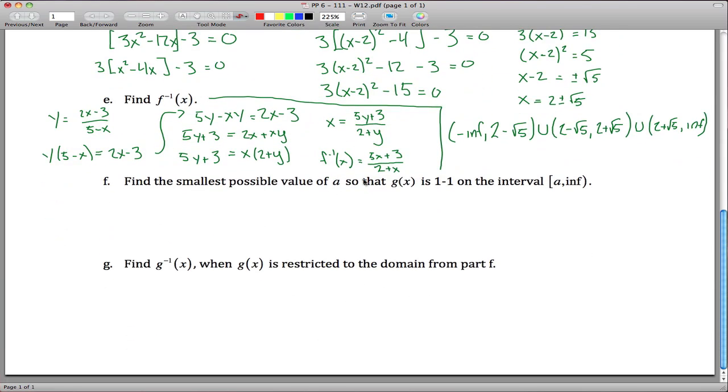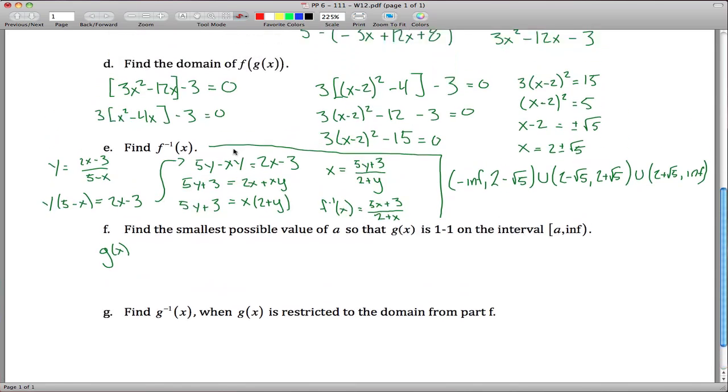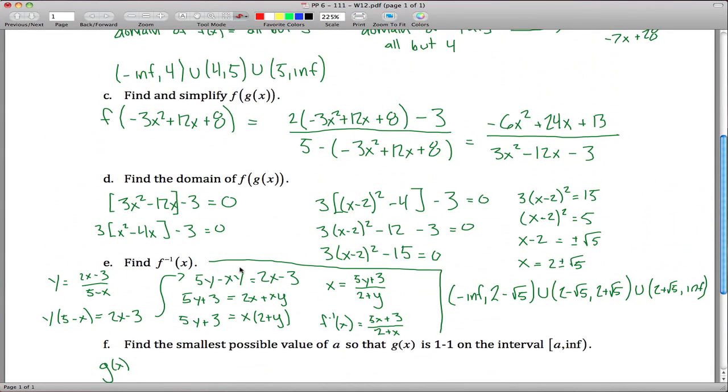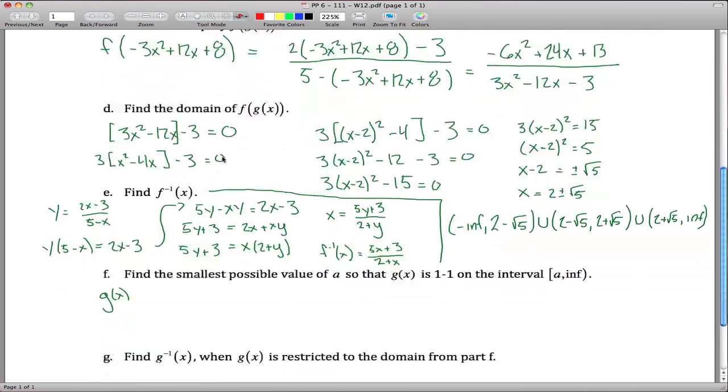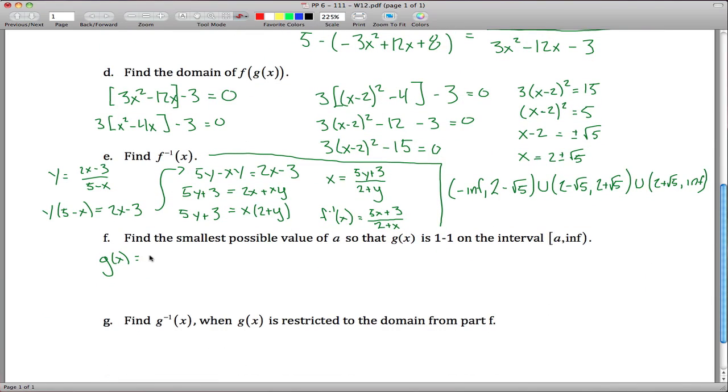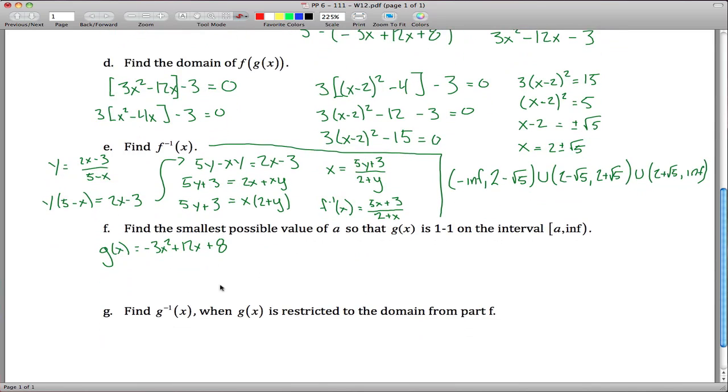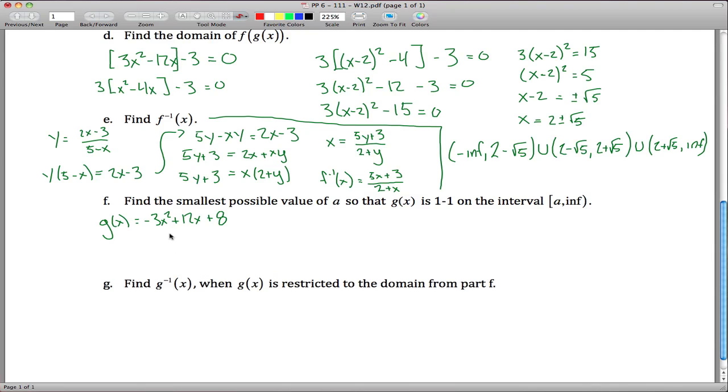Find the smallest possible value of a so that g of x is 1 to 1 on that interval. Okay, so wait, what was g of x? It was negative 3x squared plus 12x plus 8. Make sure I copied that down right. Looks like it. Okay, so really what I want to do is find what the vertex of this function is.